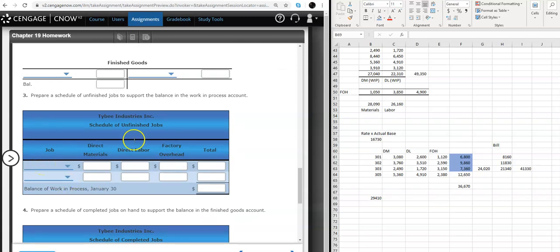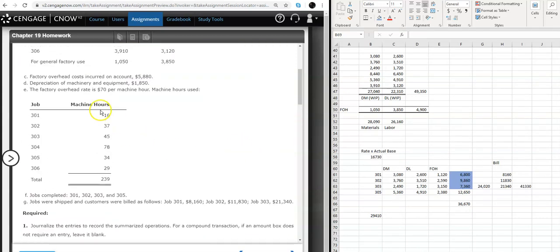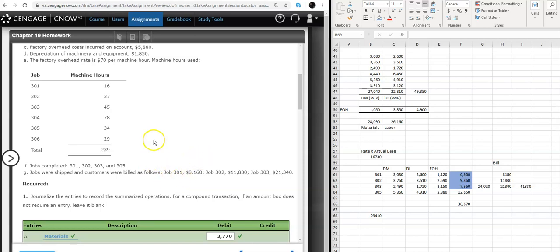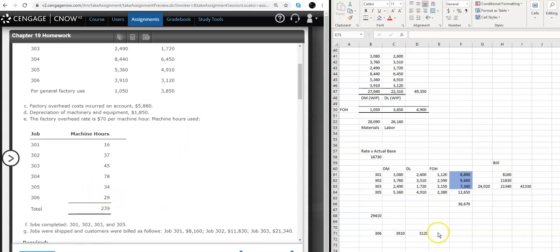For this, you can just look over here and get your numbers for your unfinished jobs, which are the ones that you haven't yet completed. So you'll look up here. Let's just go and see which ones are not completed. It told us that we completed through 305. So the only uncompleted job I think is going to be job number 306. So you'll just accumulate job 306 just like we did here. Direct materials would be, it's so fun, I can't stop, 3,910. Direct labor would be 3,120. Factory overhead would be 70 times 29.